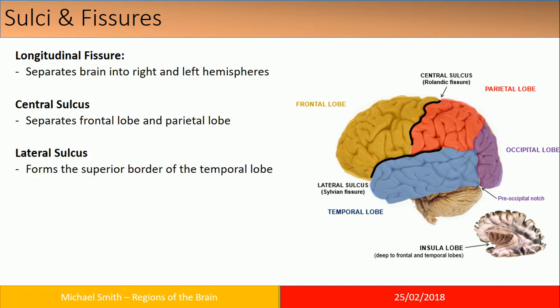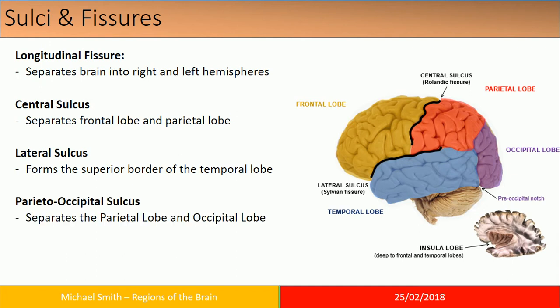We then have our lateral sulcus, which forms the superior part of our temporal lobe and separates it from our frontal lobe and our parietal lobe. And we have our parieto-occipital sulcus, which separates our parietal lobe from our occipital lobe. We also, within our occipital lobe, have our calcarine sulcus, which you can't see on this diagram as it's within the occipital lobe, but you can see on the diagram on the previous page.